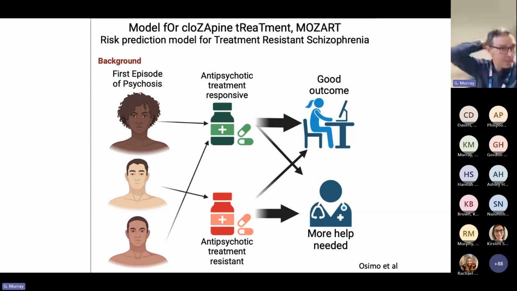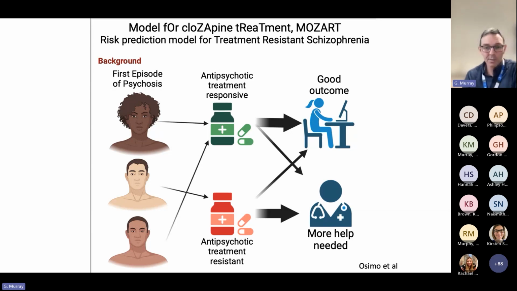Here's something that came from our service, led by Emmanuel Osimo, who is a clinical lecturer in Cambridge, clinical academic trainee, and he and colleagues developed a risk prediction model for treatment-resistant schizophrenia. As you know, what we do currently is we offer an antipsychotic medicine to nearly everybody, and it works for most people, but not for everyone. And over time, we just observe to see whether it works.